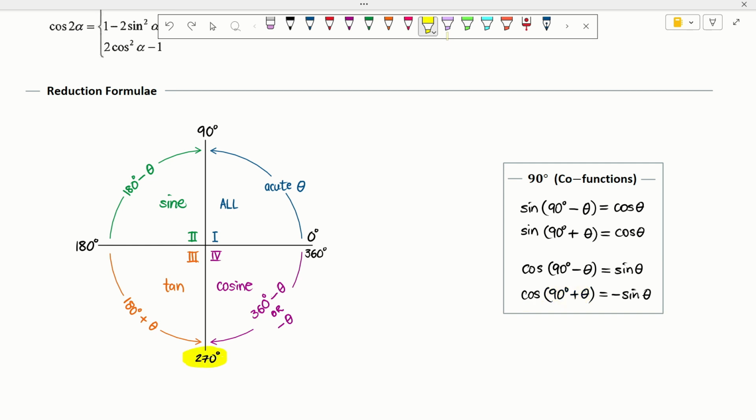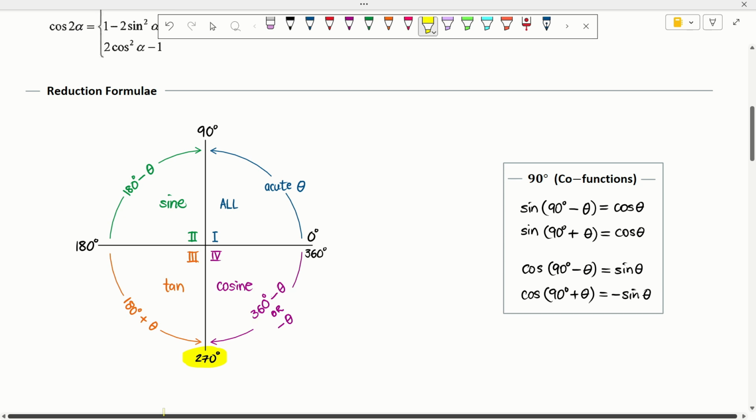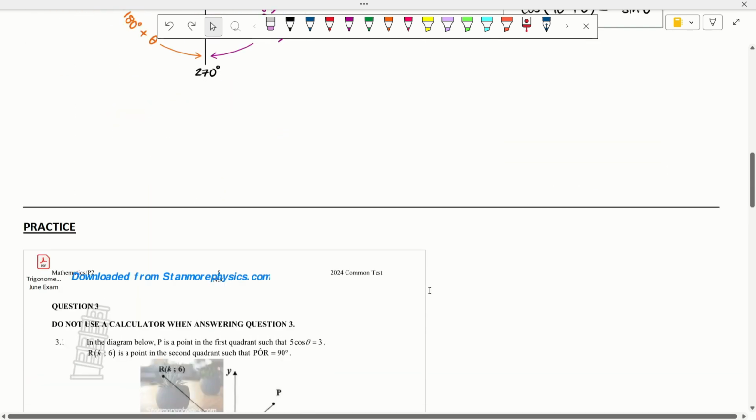270 degrees, we never use it. So we can only use 180 minus or plus, and we can use 360 minus or a negative angle, and then we can use 90 degrees. But remember, when you use 90 degrees, then you go and do your cofunctions. A sine will turn into a cos, and a cos will turn into a sine. Okay, we'll revisit this as we do examples, and that's exactly what we are going into.